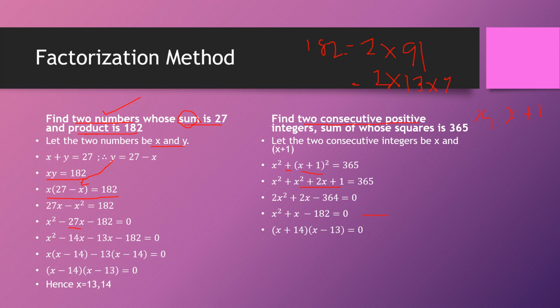You will solve step by step. Just for your practice, you will solve. I have given the answer to you. Now see, x cannot be negative because they are talking about positive integers. So x has to be 13. So if x is 13, x plus 1 should be 14. So the numbers are 13 and 14.